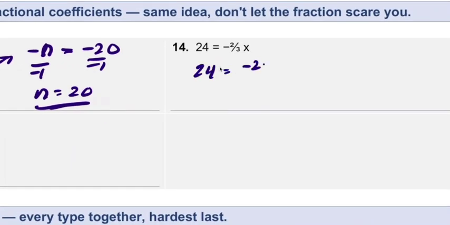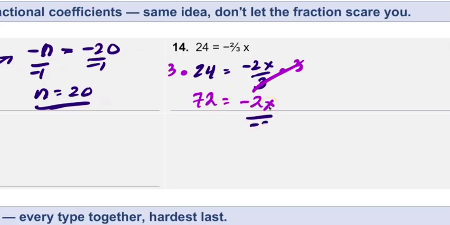Let me rewrite it so we can see it nicer. I'm going to do it this way first. So we could take this as a two-step equation. Let's get rid of that 3 in the bottom. So the opposite of that would be multiplying by 3. Over here, they cancel. You get 3 times 24, which is 72, equals negative 2x. And then once you get here, you can just divide by that negative 2. Again, more of a two-step equation this way. And you get negative 36 equals x. So that's one way to do it.